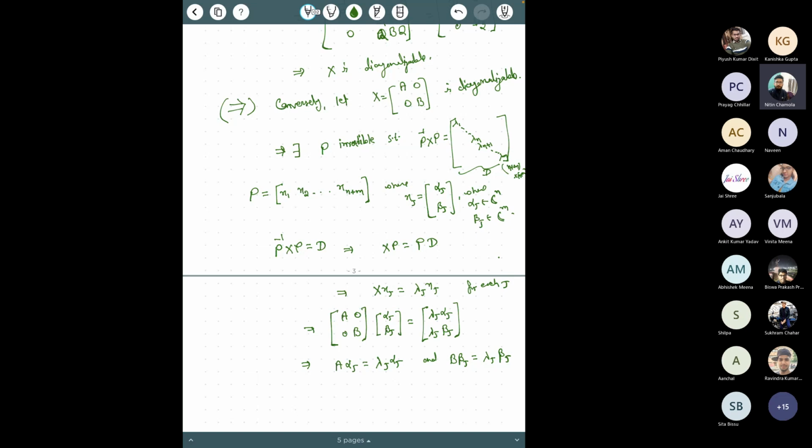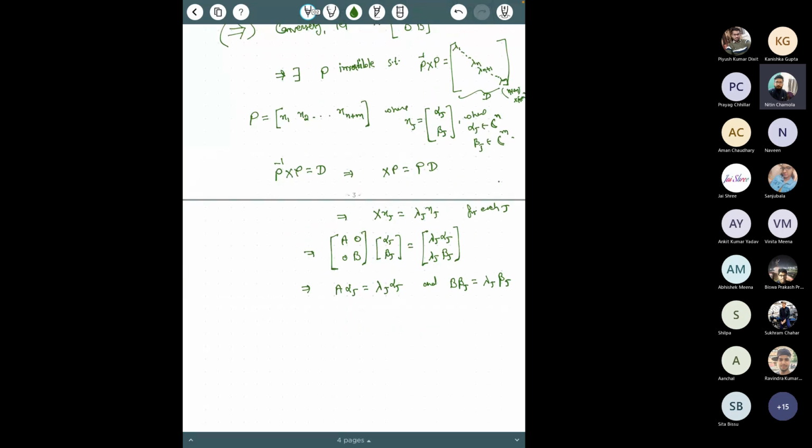So now I can say something from this. What do you see from these expressions? Lambda j's are eigenvalues, and alpha j's could be eigenvectors, provided they are non-zero. Similarly for beta j.